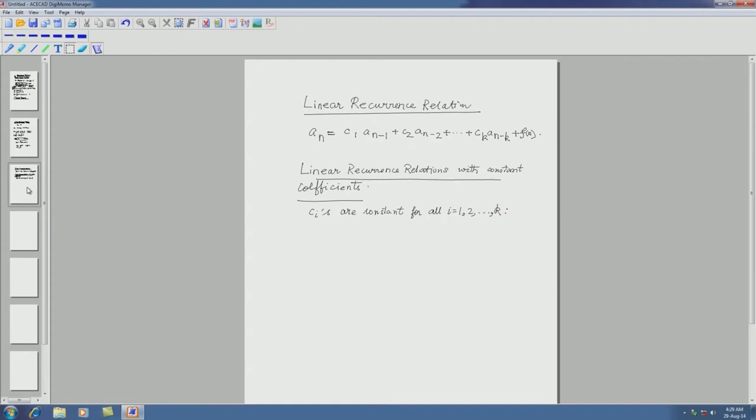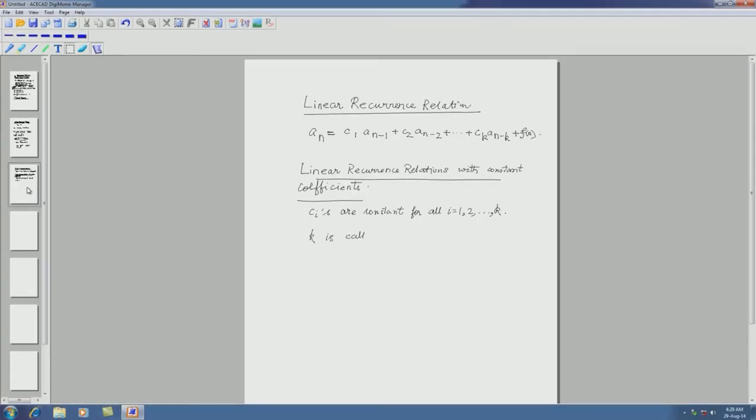And now, one would like to ask, what is this k? k is of course something less than n, and it signifies the situation that we look back up to some steps, but we stop after a while. So, k is called the order of the recurrence relation.